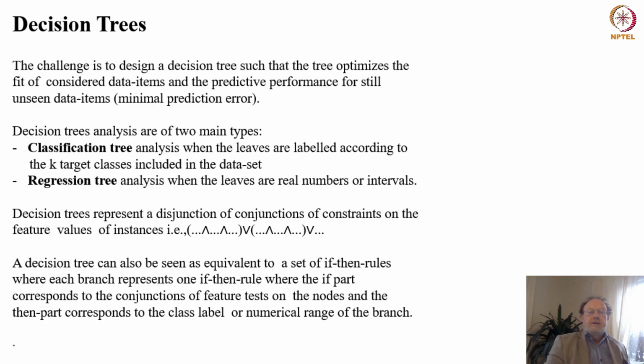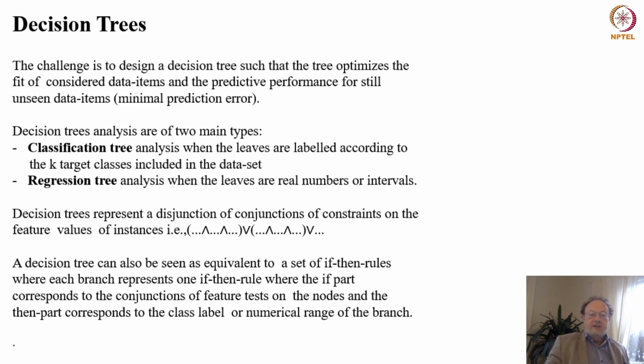The challenge here is to design a decision tree such that the tree optimizes the fit of considered data items and the predictive performance for still unseen data items, which we call the minimal prediction error. Decision trees analyses are of two main types. On one hand we have classification tree analysis, when the leaves are labeled according to the k-target classes included in the dataset. Regression tree analysis when the leaves are real numbers or intervals.